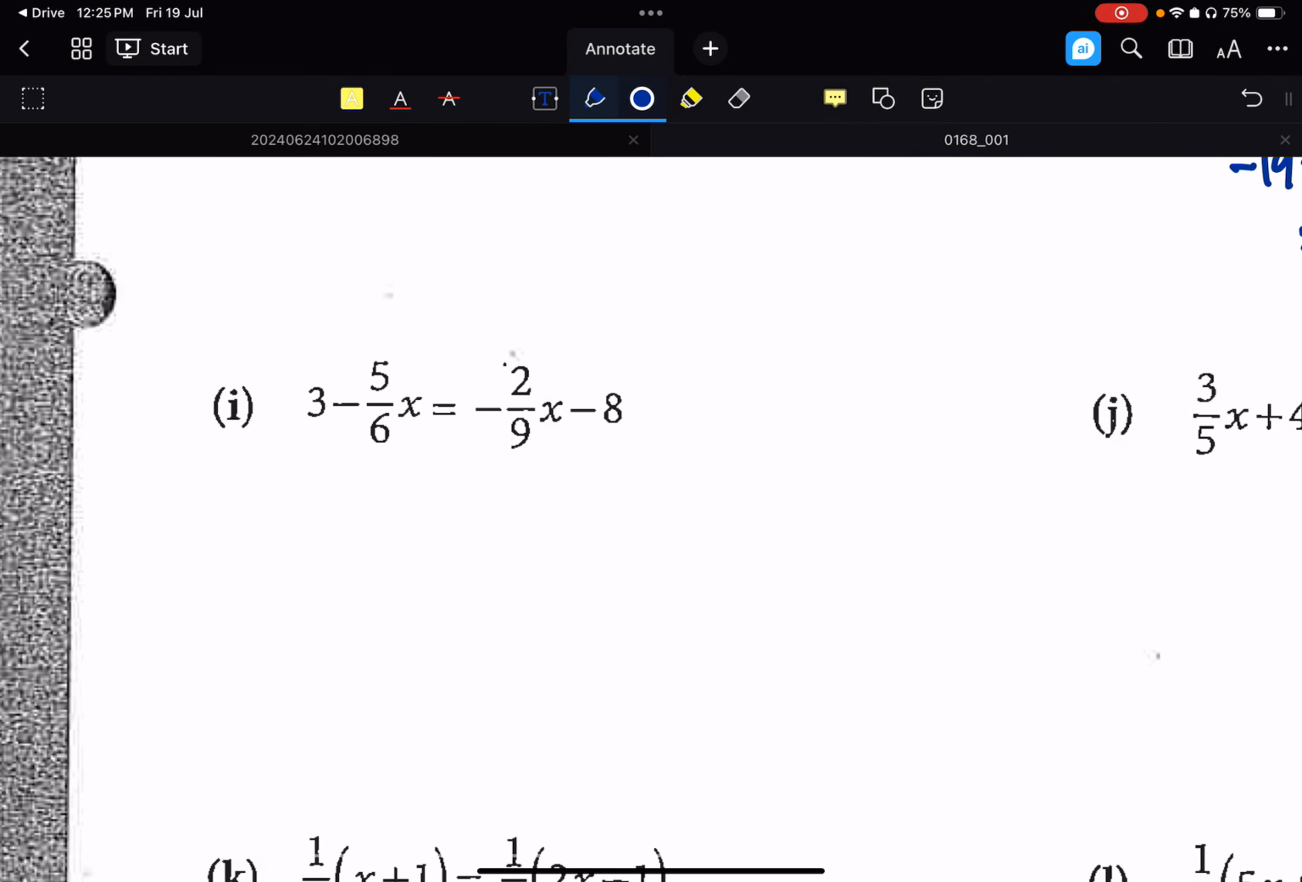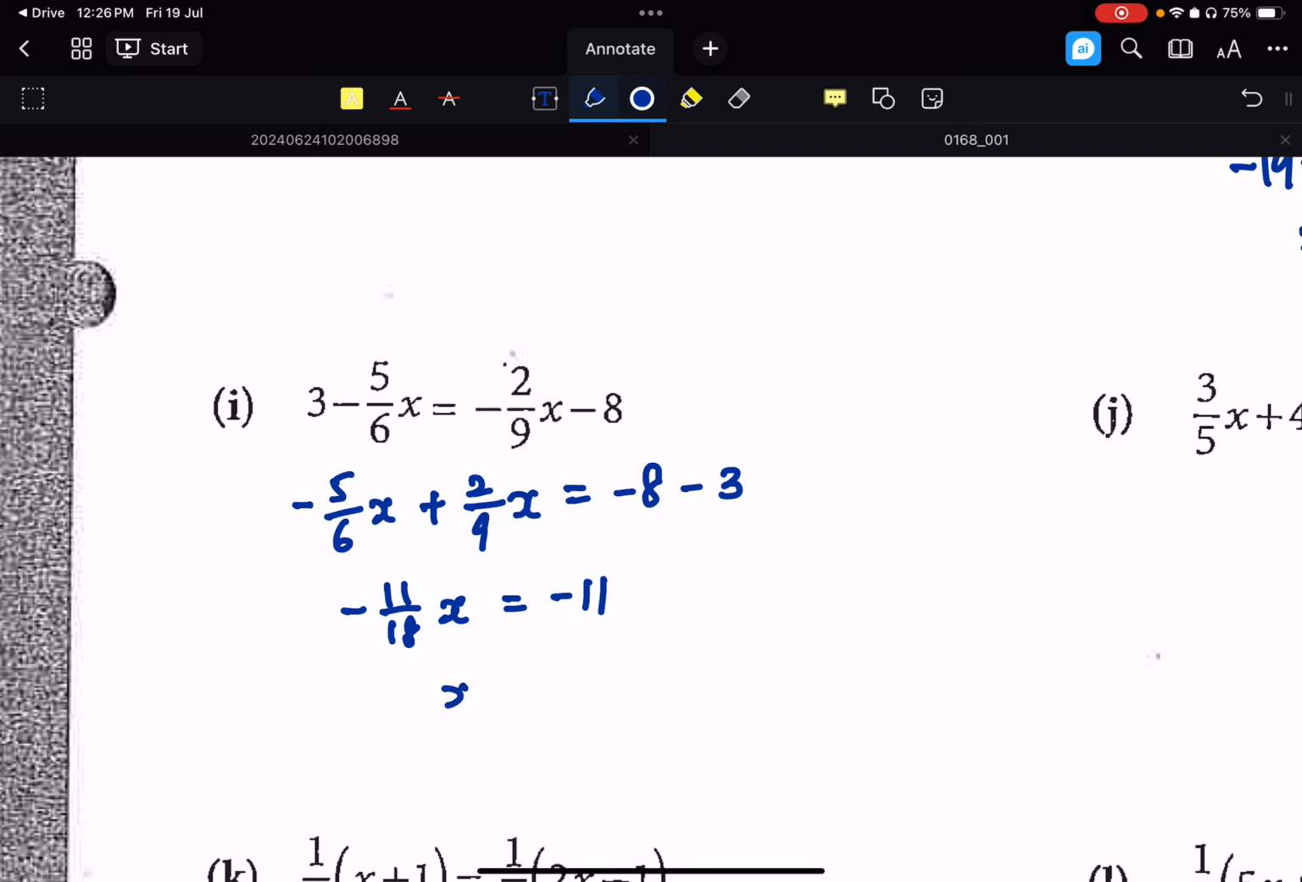Okay, over here, what we can do is we can have negative 5/6 x plus 2/9 x equals negative 8 minus 3, right? So using the calculator, 2/9 minus 5/6, this will give us negative 11 over 18 x equals negative 11.